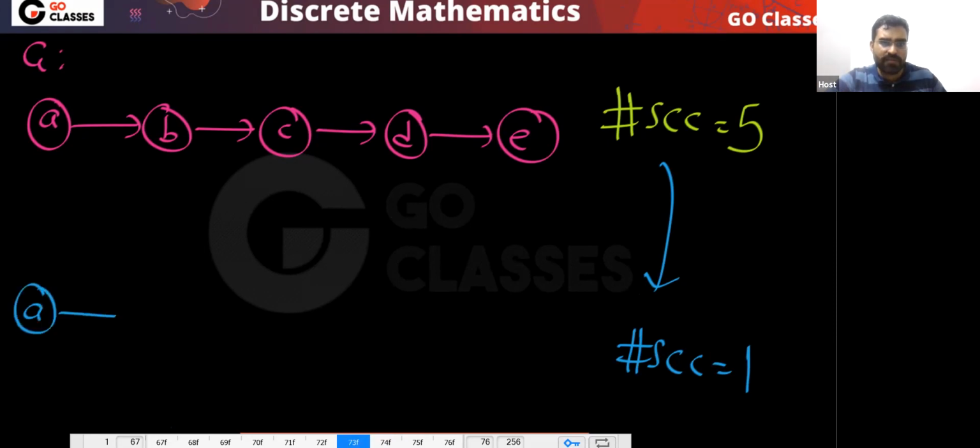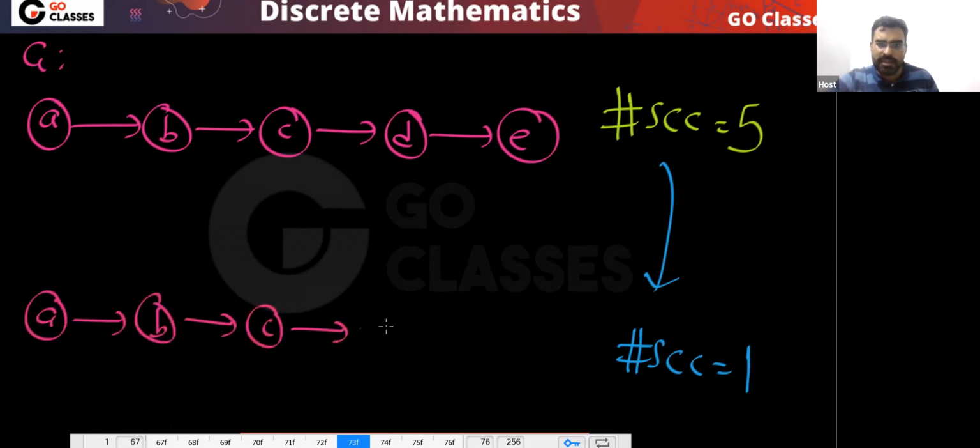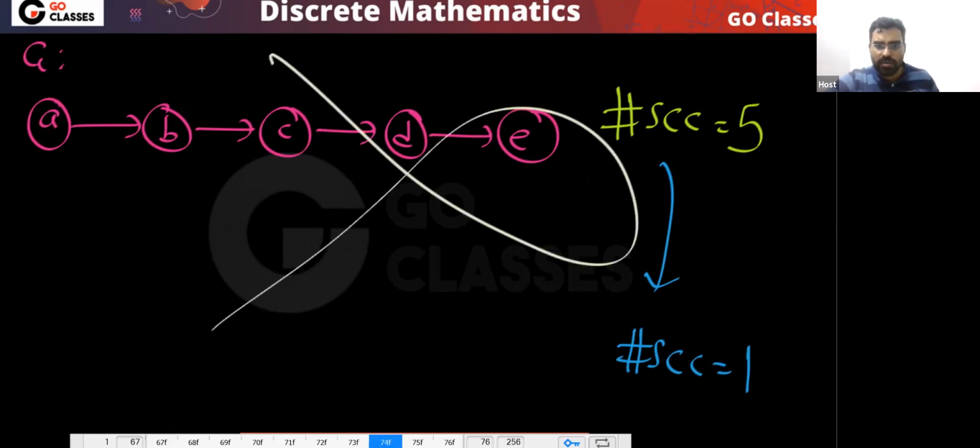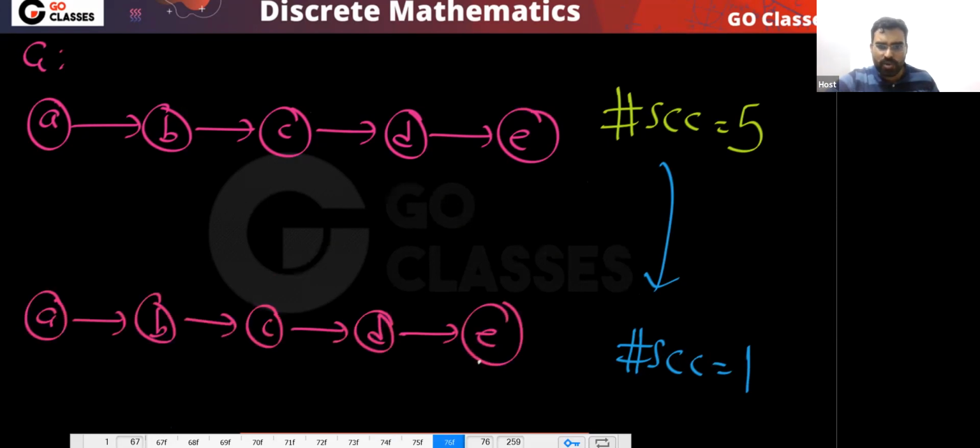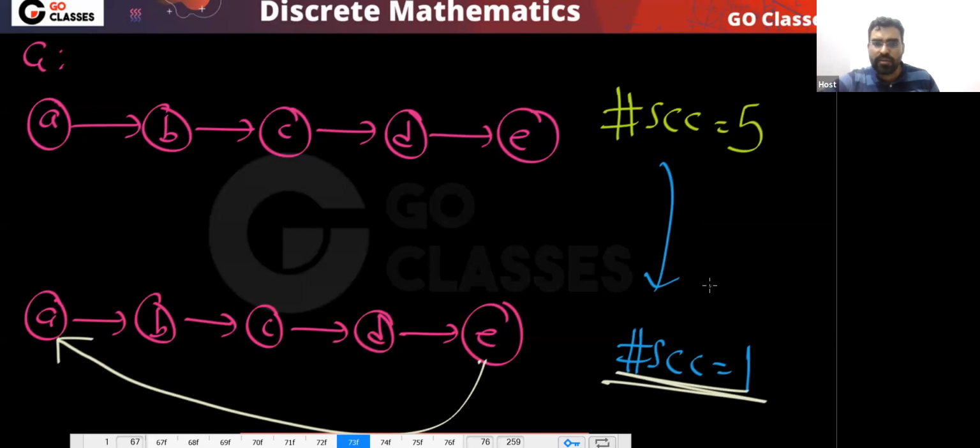This is your original graph, with A, B, C, D, E. By adding just one edge, it will bring it down to 1. This edge you add, and now how many? Only 1. From 5 to 1. Only one edge I am adding.